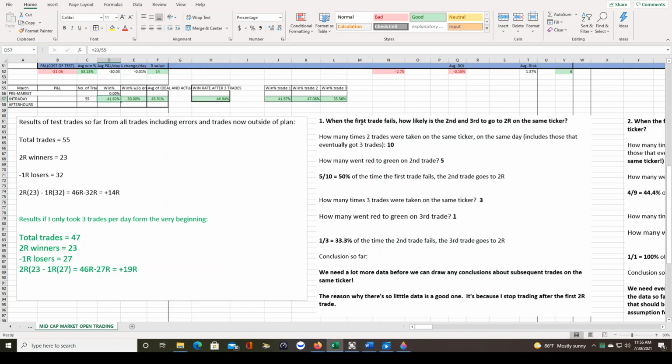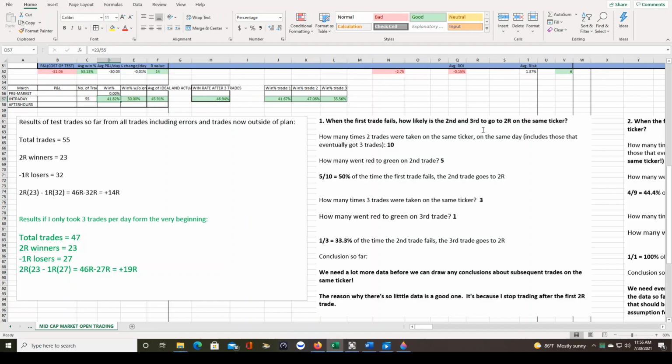So my first question that I asked myself and this data is, when the first trade fails, how likely is the second and third trade to go to 2R on the same ticker, right? So that's kind of like saying, well, if I take one trade on AMC and it fails, what happens if I take the second trade?